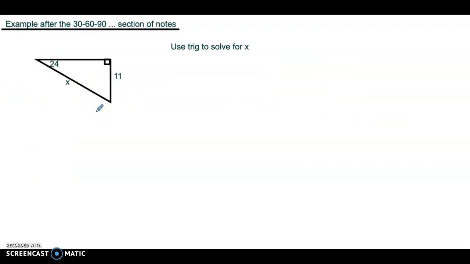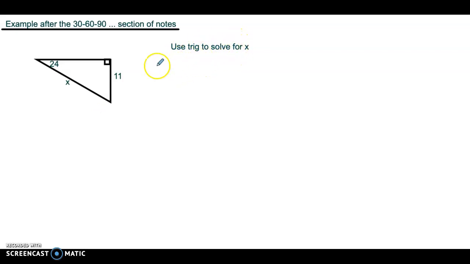In your notes, there's a couple of problems dealing with the 30-60-90 triangles and the 45-45-90 triangles. Those are just some very common ratios. We're going to get into that more the last week of school when we talk about the unit circle kind of stuff. So that's the first example after that section of the notes.